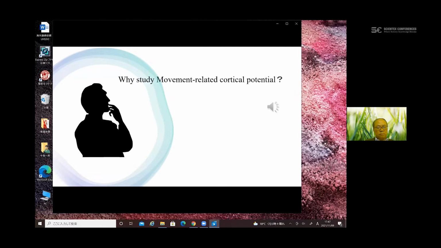From these findings, we thought that it was necessary to establish an effective index of rehabilitation in jaw motor functions for the patients, based on clinical neuroscience. In this research, therefore, we examined whether movement-related cortical potential was an effective index of patients' brain function, focusing on their main symptom of difficulty in voluntary jaw movement.